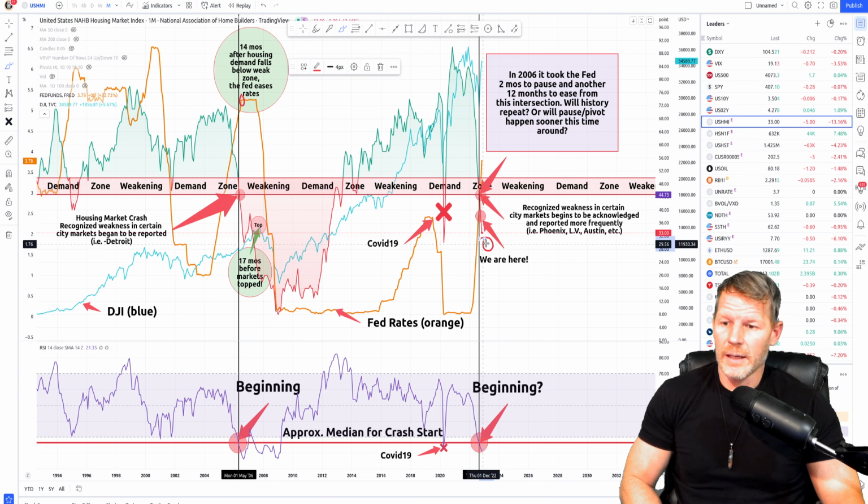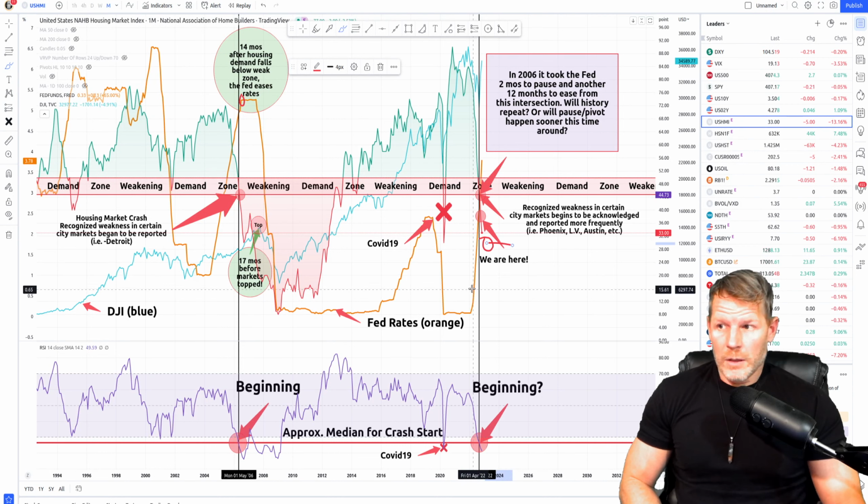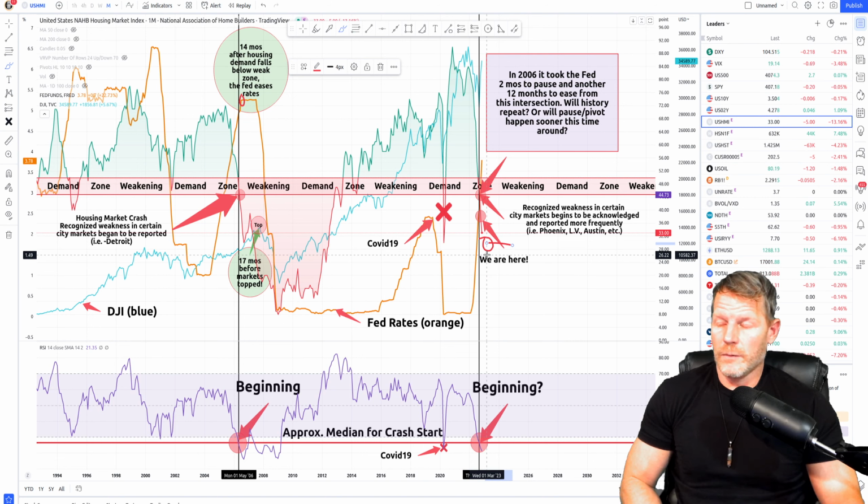So again, that would be what I expect over here as well. A full 12 months of pause, at least a year of pause, and maybe 14 to 16 months before the Fed actually does inject money back into the system.